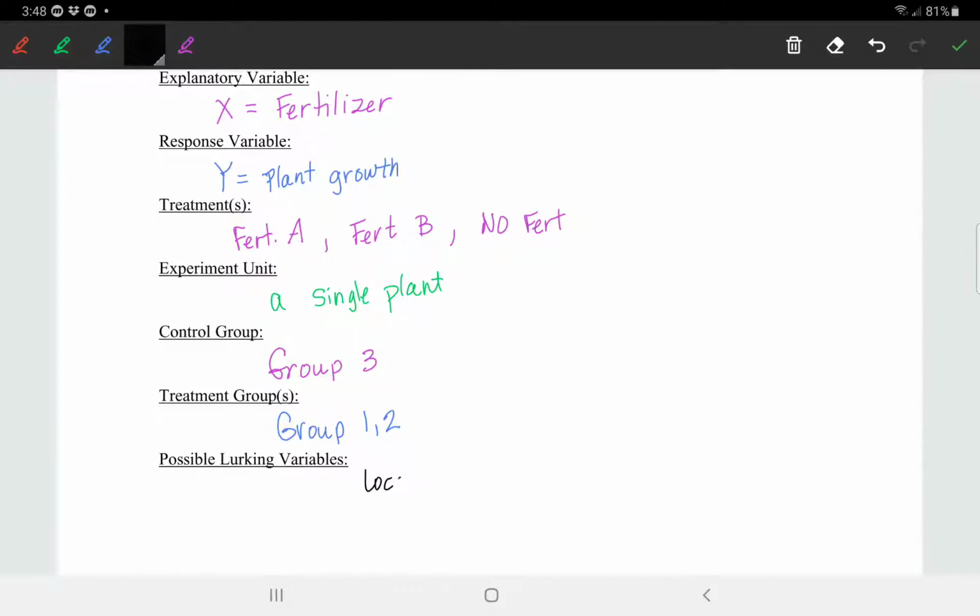What about the location of where the plants were put? Did all plants have equal access to important needs like the sun and water? Was the soil the same for all of them? Etc., etc., etc. So you need to think through, if you're forming the study, what are the possible lurking variables and how can we negate those through experimental design?